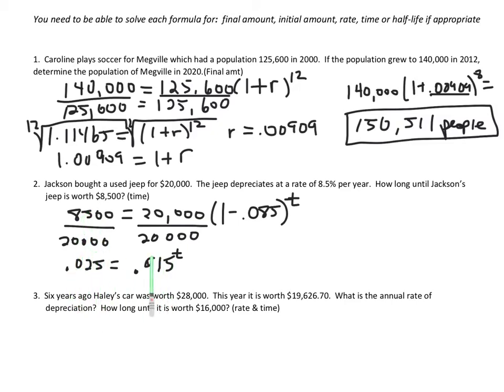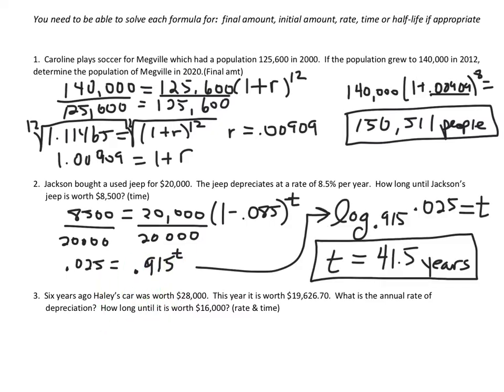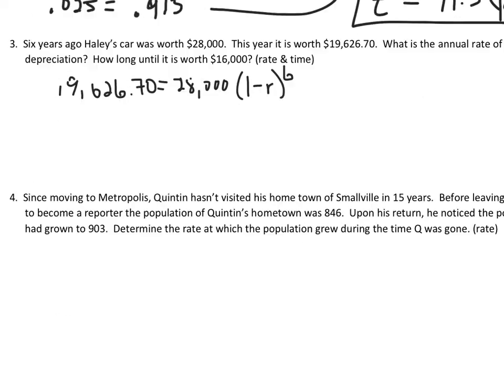Now I'm going to apply this log. My log base is going to be the base of my exponent. The base of my exponent is 0.915, so that's going to be the base for my log. So remember, you keep the base. The others change place. All right, so I did log base 0.915 of 0.025, and I got that t equals 41.5 years approximately. All right, let's move on to number 3.